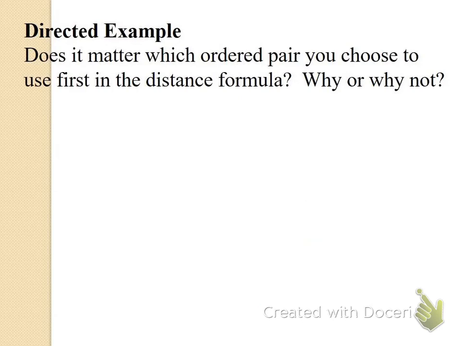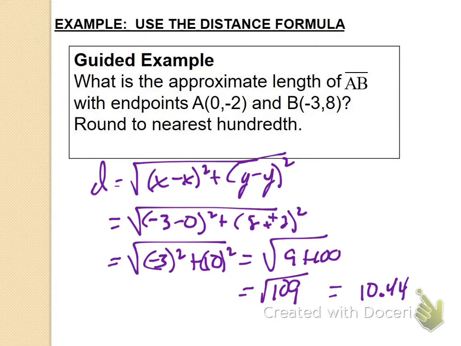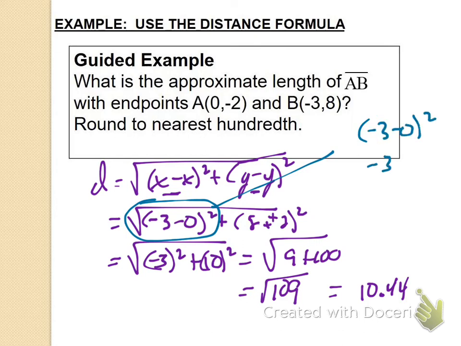And that leads us to the last question. Does it matter which ordered pair you choose to use first in the distance formula? In other words, does the order of the x's and the order of the y's really matter? Think about this; we'll take a look at just one part and pull it out to the side. Inside this radical, we had negative 3 minus 0 squared, which was negative 3 squared, which should be positive 9, not negative 9. I don't care what your calculator says.